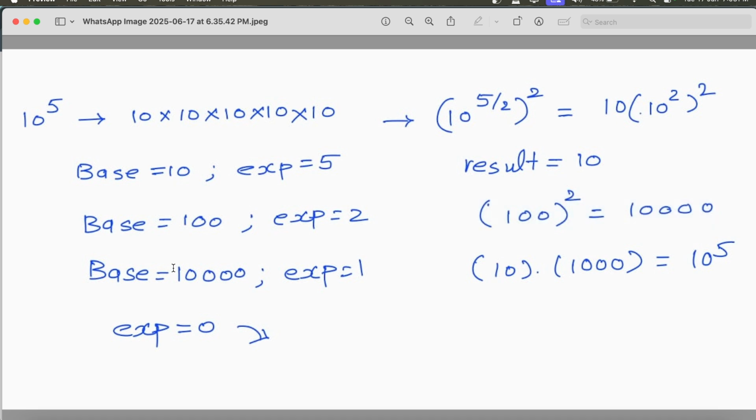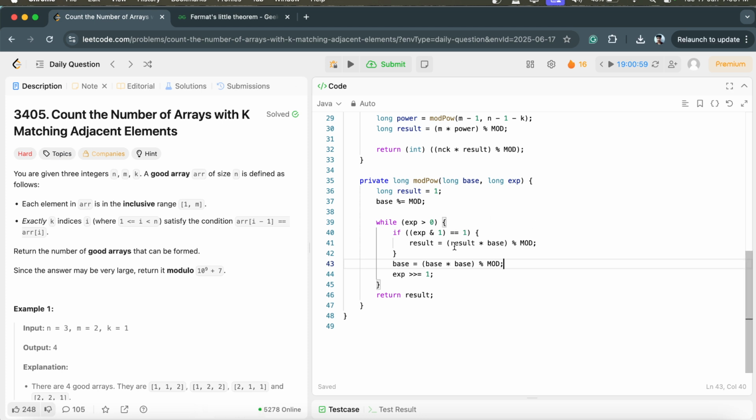Now the base is this one, and the exponential value, if we divide 2 by 2, is basically equal to 1. Whatever the exponential value we got, ultimately it will reach 1 only. Whatever the value we have, we will end up reaching 1. The moment we got 1, again it is an odd number. So whatever the value that we have, 10, we will multiply, that is what we have done, right? Result into the base value.